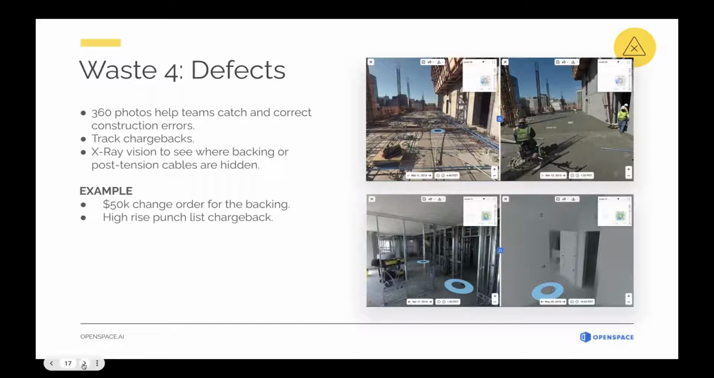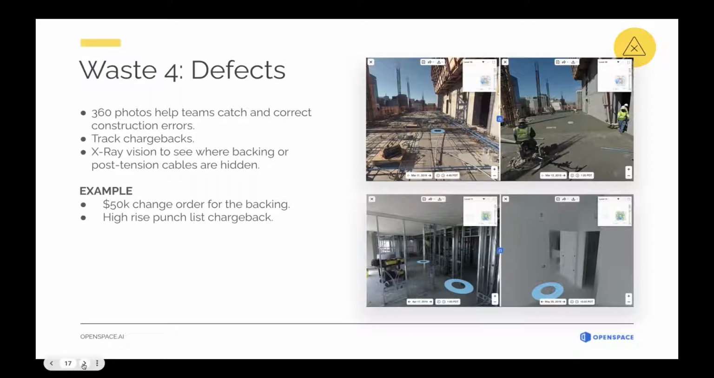The defect slide, in all my years in lean, like rework and defects, this is the one that killed me most, because these trades really take pride in their work, and they hate having to tear things out or redo things, whether it's backing or concrete. With 360 technology you have the ability to almost see what's behind the walls and what's beneath the concrete.